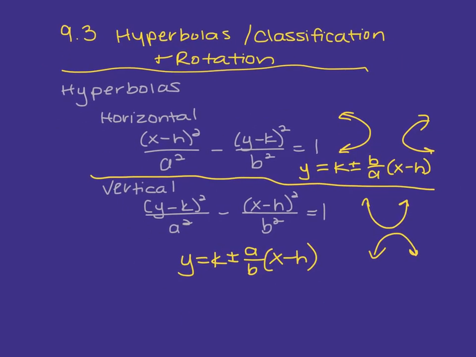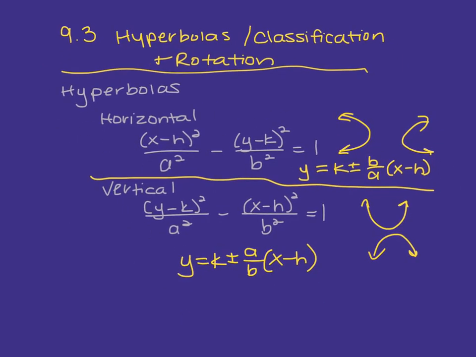How do I know if it's vertical or if it's horizontal? With the a. Where's the a? A would be under the x. A is always first. So if it's an x minus a y, then the a is under the x, and it's horizontal. If it's a y minus an x, then the a is under the y, and it's vertical.